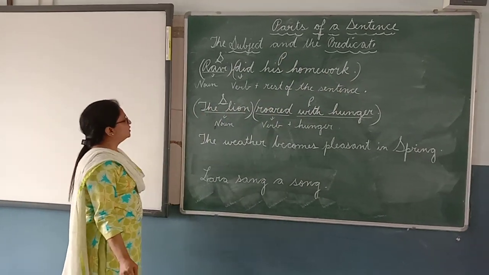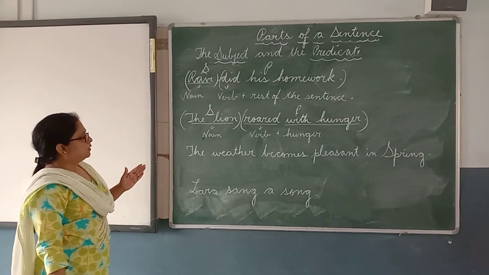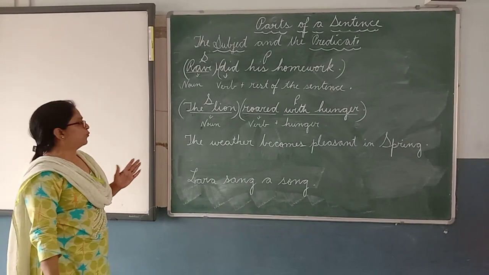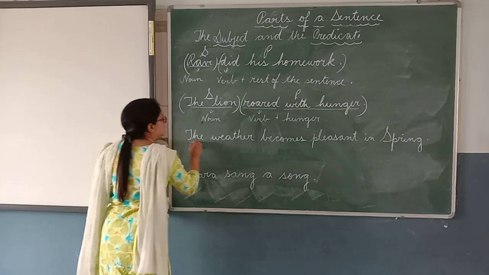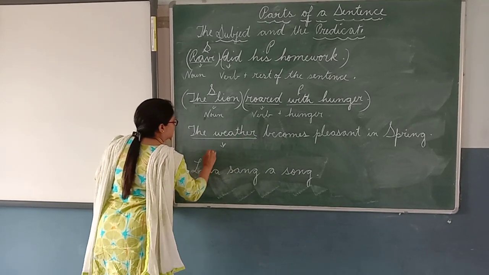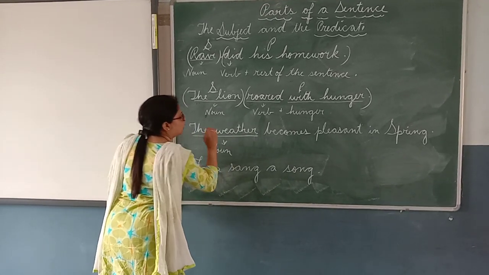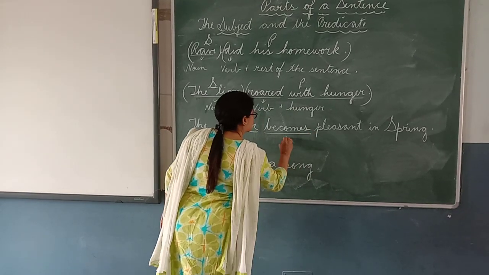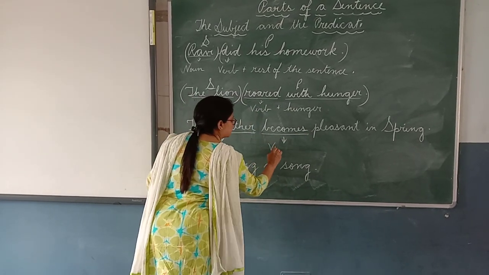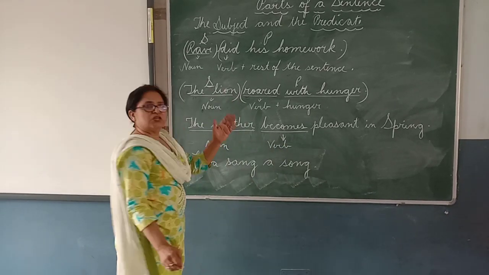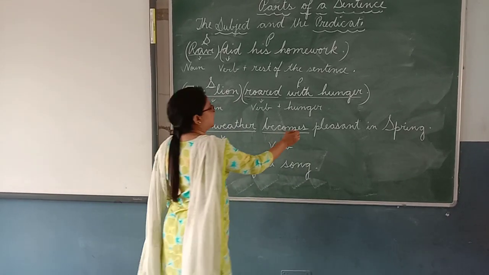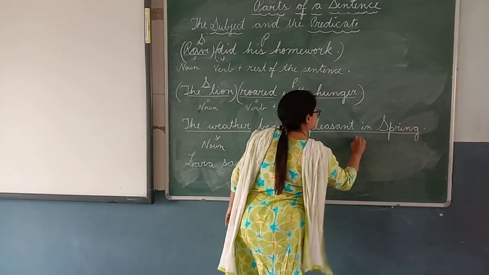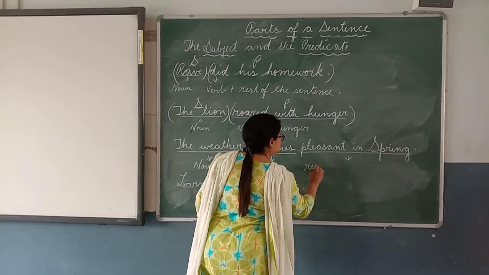Now look at the third sentence. The weather becomes pleasant in spring. What is the noun here? The weather. Okay? What is the verb here? Becomes. And what is the rest of the sentence? Pleasant in spring. This is the rest of the sentence.